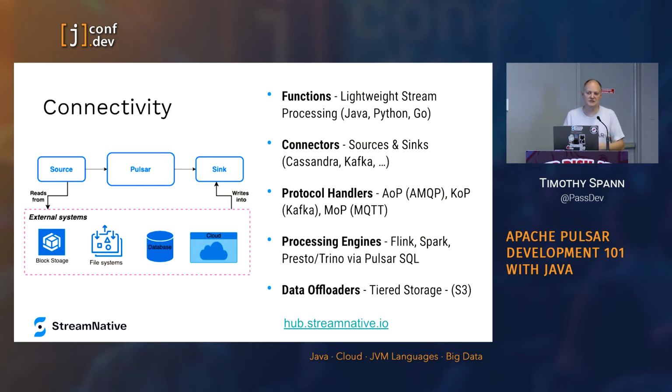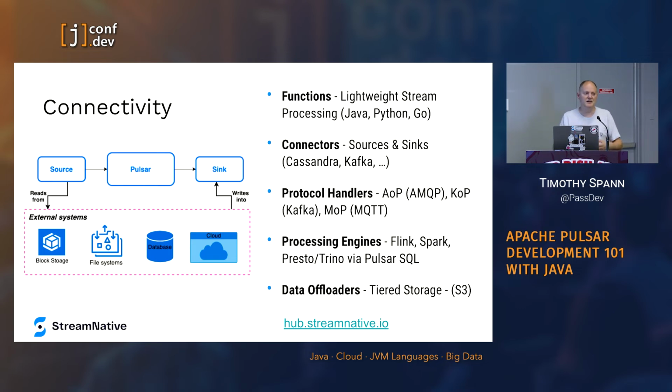These are not the same as Kafka Streams, but you could run a Kafka Streams server and point to Pulsar and run the same way. Ricardo showed that at our last conference. And you could write your functions in Java, Python, or Go.